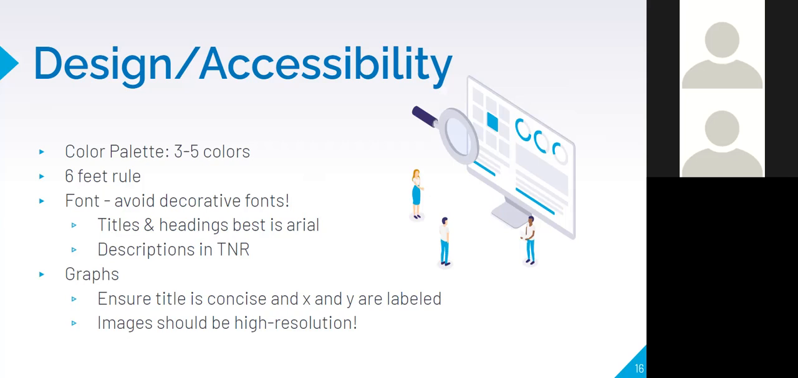Same goes for graphs. You want to make sure that your title summarizes exactly what you're looking for. Your X and Y axes should always be labeled. Images should be high resolution. I say this because pulling photos off of Google will typically be in low resolution. So you want to avoid that as much as you can, because it'll print really bad and it'll just be a blurry picture printed. So when you do your graphs, they should be saved in high resolution and not screenshotted and printed.